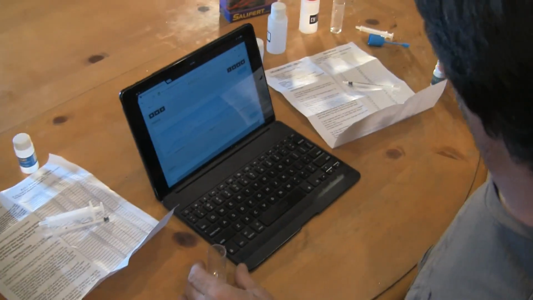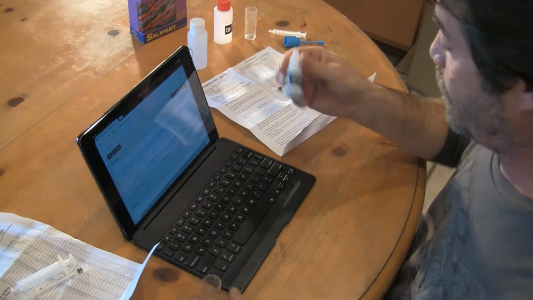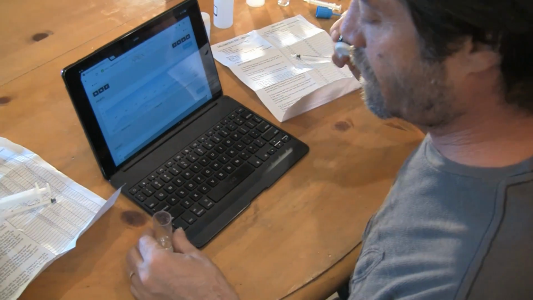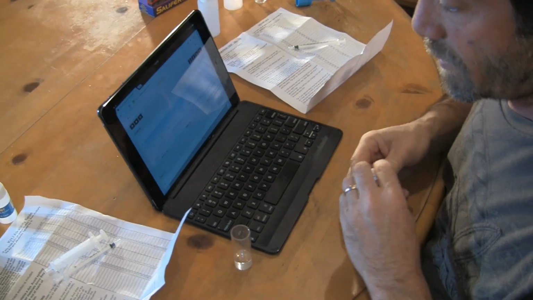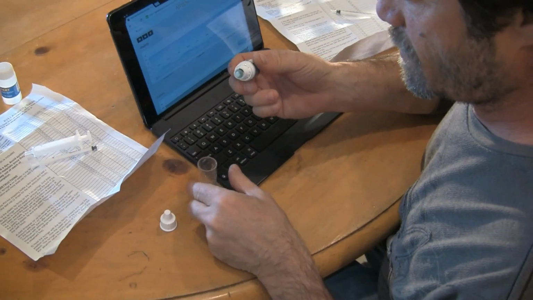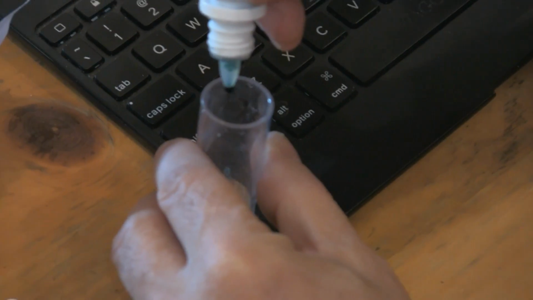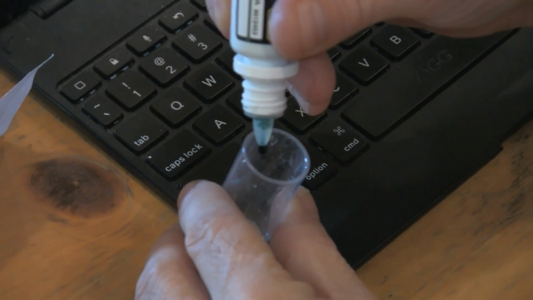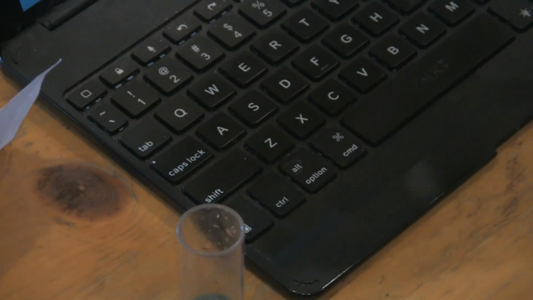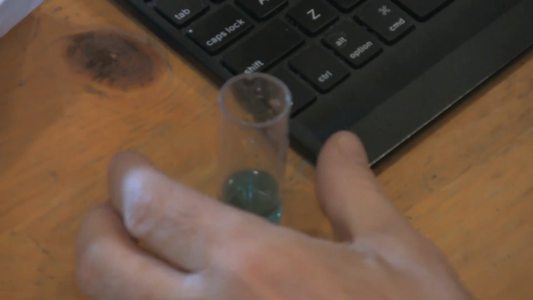So now we're going to do alkalinity. Here's the DKH test. We want to shake that a bit. We're going to add our 4 drops. Shake, shake, shake. Ooh, color change? 1, 2, 3, 4. Ooh, pretty aqua blue.